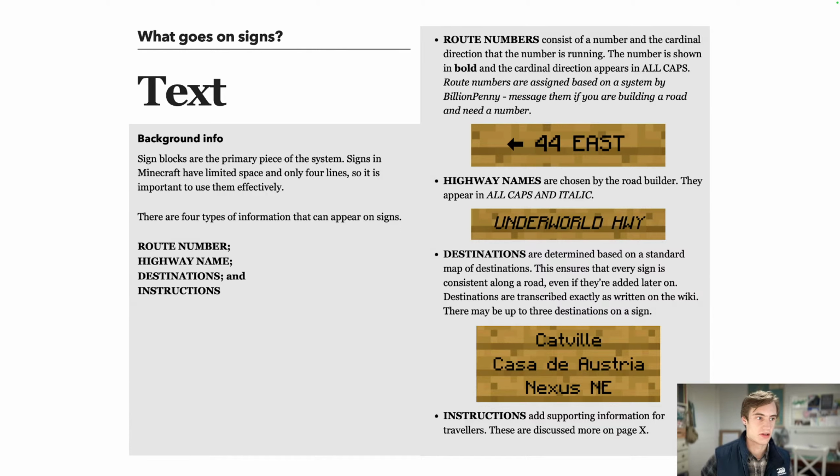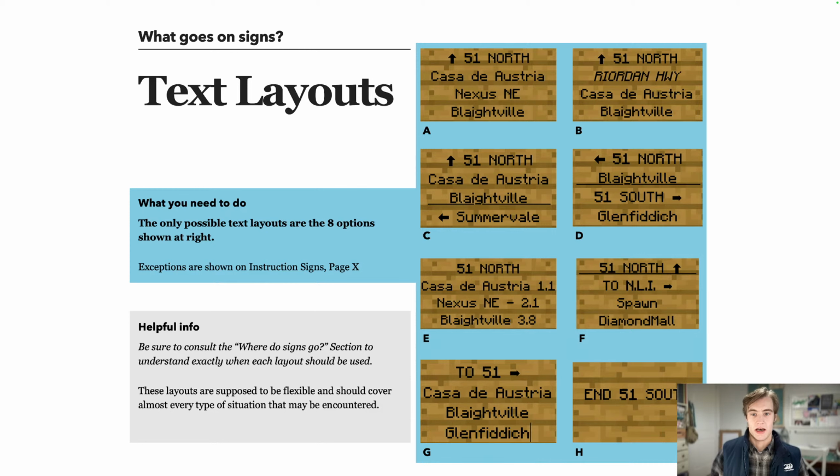So instructions are things like, follow this route number to get to this town, or, in the real world, it might be something like use left lane, or that sort of thing. We don't really have lanes on Minecraft Online, obviously, but it's that sort of sign. I'll have a few examples in a minute. So this is just an overview of the types of text that we have. And in this one, you can see how it all comes together.